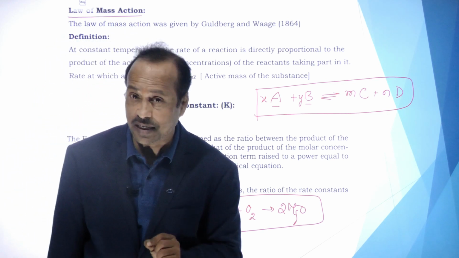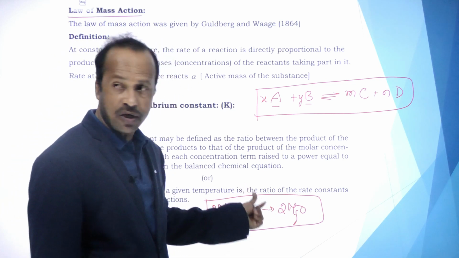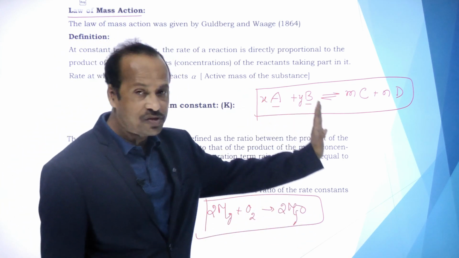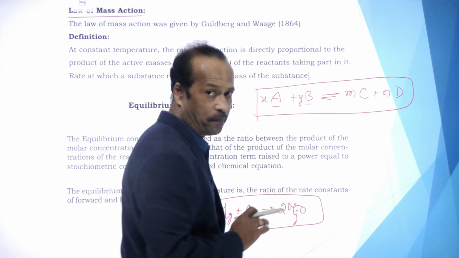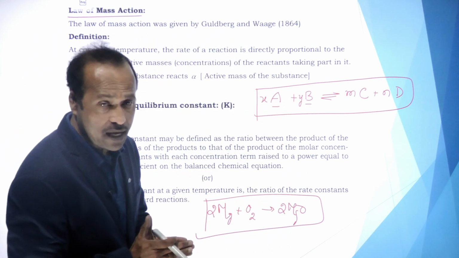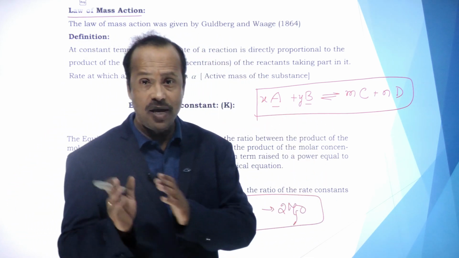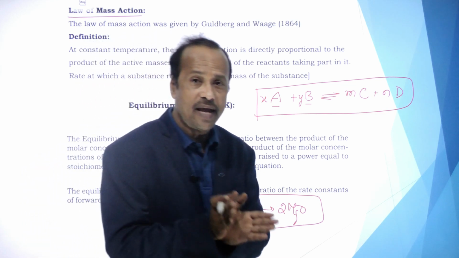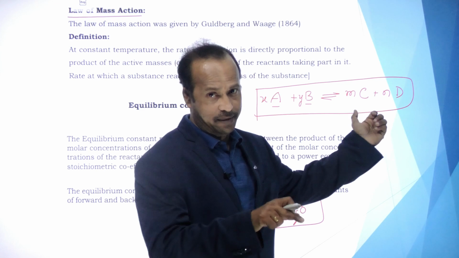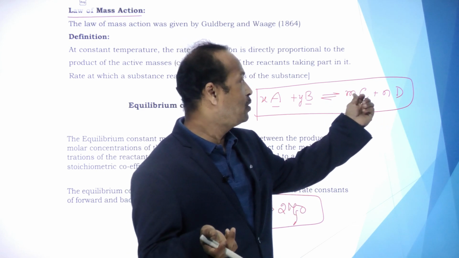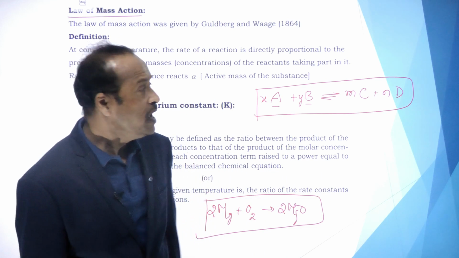So now, instead of writing 2Mg and oxygen, I am taking a general equation. Here there are 2 reactants, that is A and B. So X moles of A reacting with Y moles of B, both are reactants, to form the products C and D. So how much C is formed? M moles of C and N moles of D. These are the products.